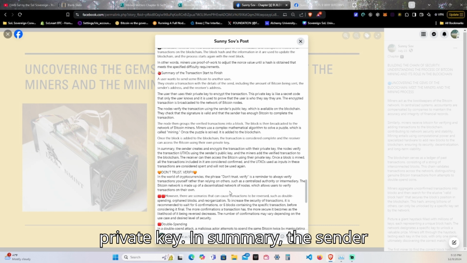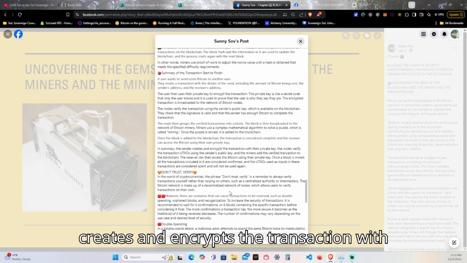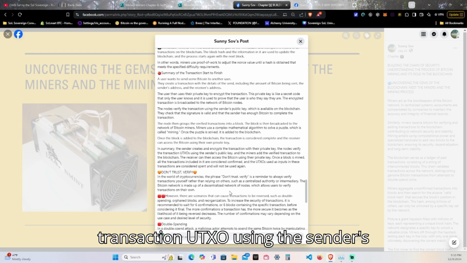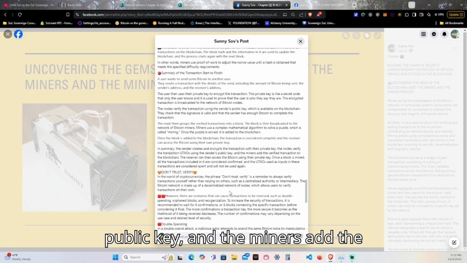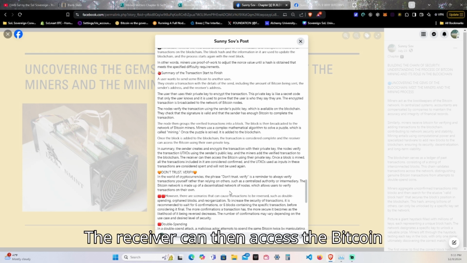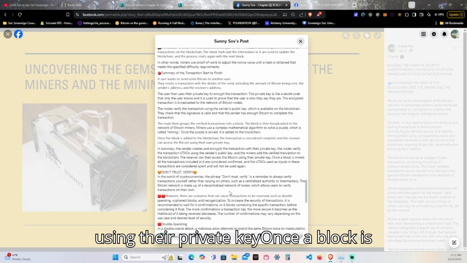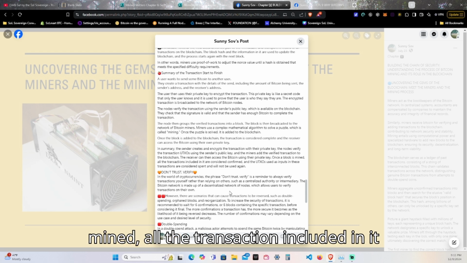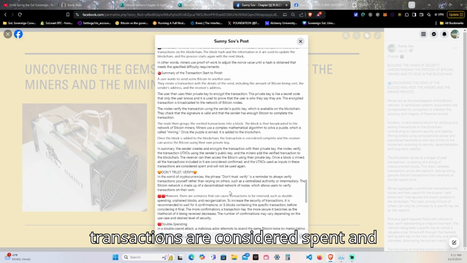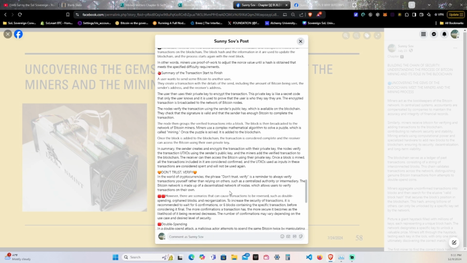In summary, the sender creates and encrypts the transaction with their private key. The nodes verify the transaction UTXO using the sender's public key, and the miners add the verified transaction to the blockchain. The receiver can then access the Bitcoin using their private key. Once a block is mined, all the transactions included in it are considered confirmed, and the UTXOs used as input in these transactions are considered spent and will not be used again.